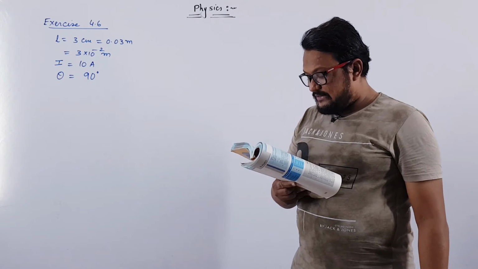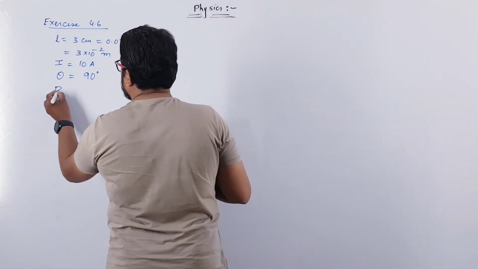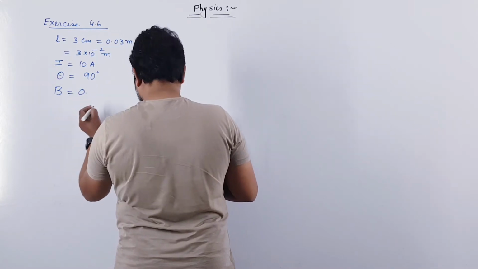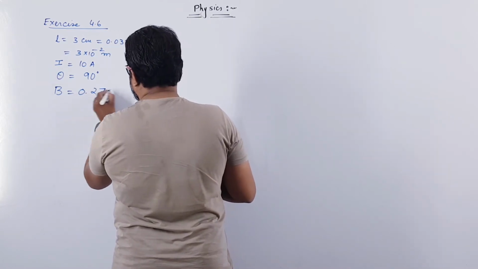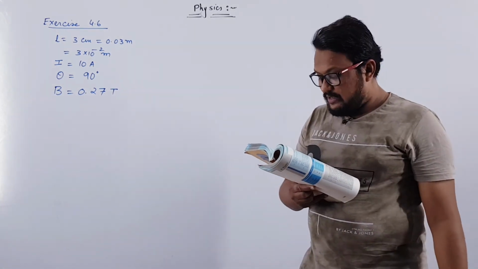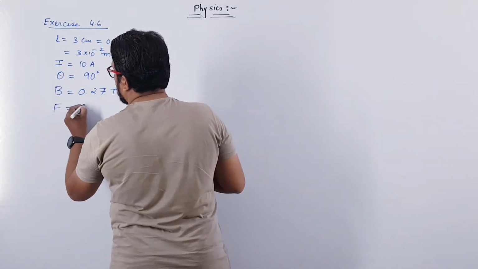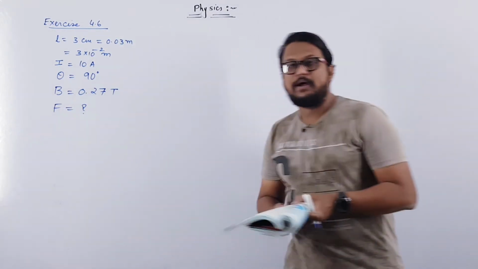The magnetic field inside the solenoid is given to be, the magnetic field present inside the solenoid B is given as 0.27 Tesla. The magnetic field inside the solenoid is 0.27 Tesla. What is the magnitude of force on the wire? We want to find the magnitude of force acting on this wire.